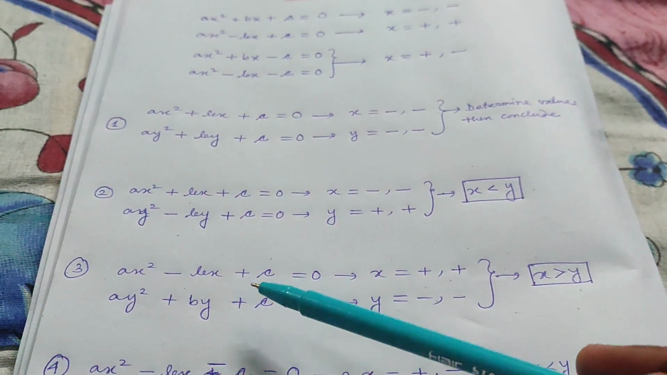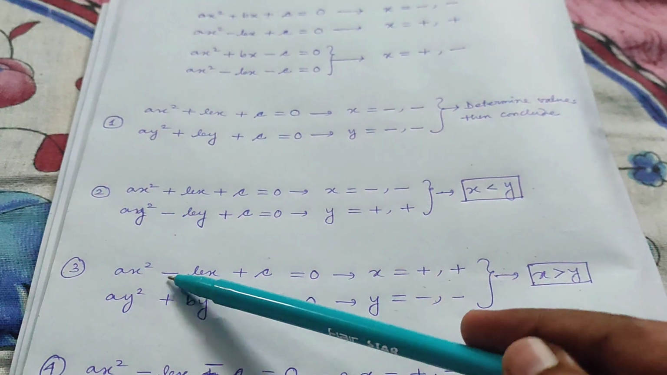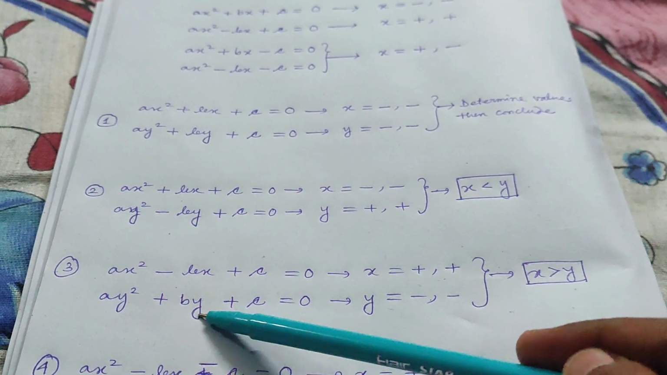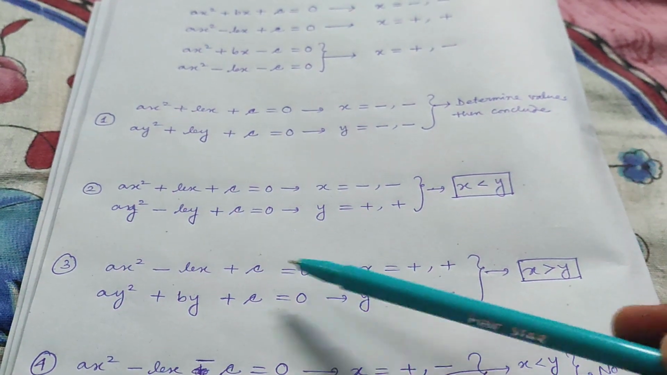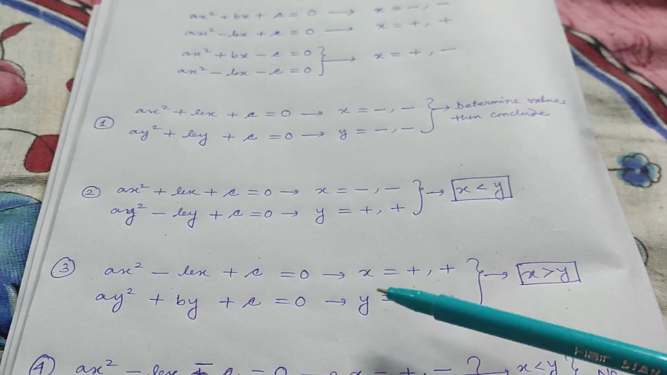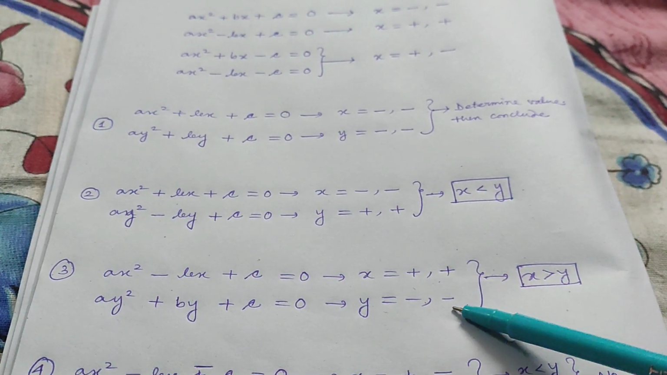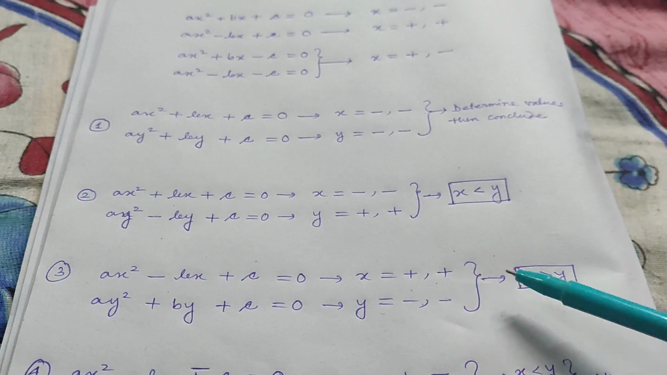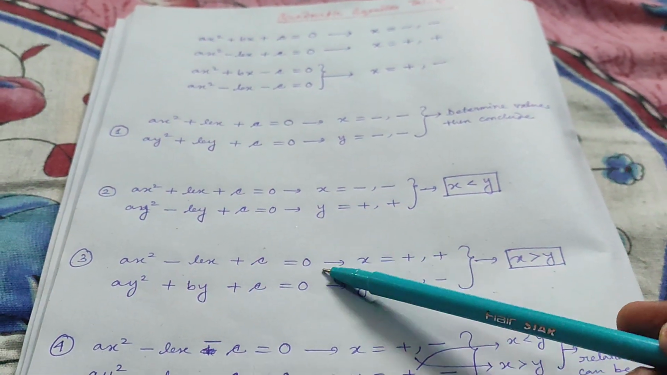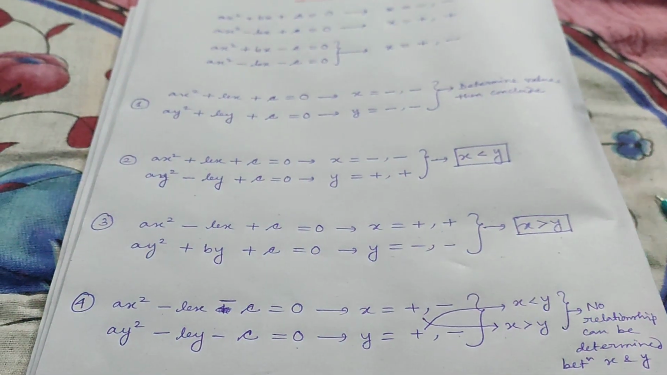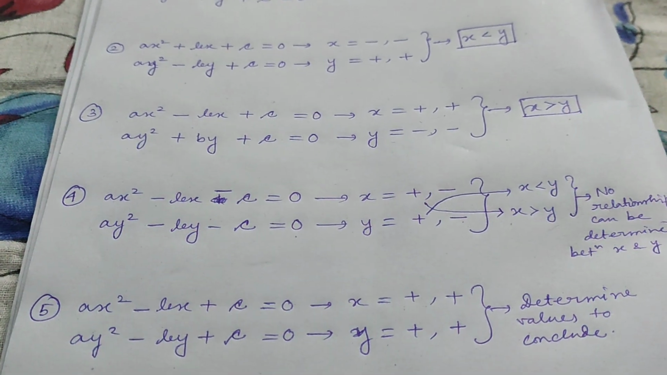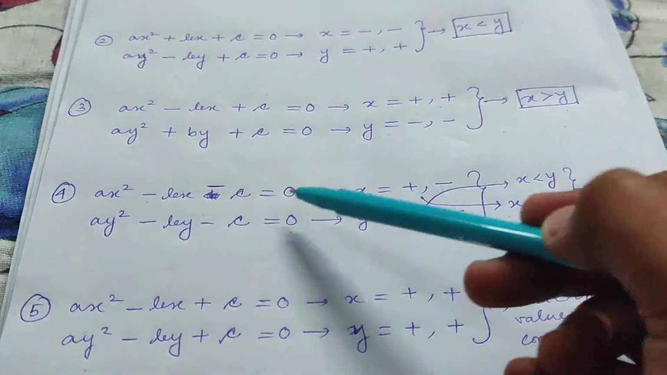In the next case, this is the reverse case, where the first equation carries a negative middle term and the second equation carries all positive signs. From the first equation we can see both values of x will be positive, and from the second equation both values of y will be negative. So obviously here x will always be greater than y. So for the second and third equations you don't need to calculate the values; just see the equation and you can answer very easily.